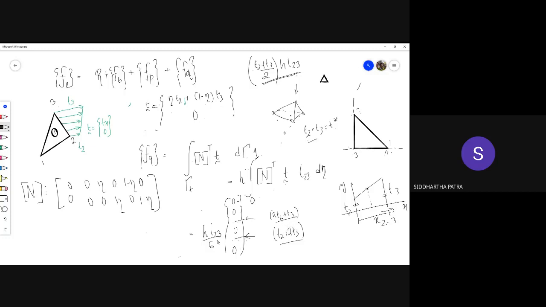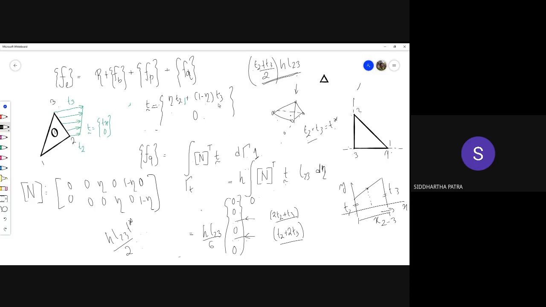Then the net force is going to be h times L23 times t star. Half of that would apply to node number 2, and the remaining half would apply to node number 3. That's all I'm saying. Okay, so now you know how to get the force coming out of a traction in x direction.